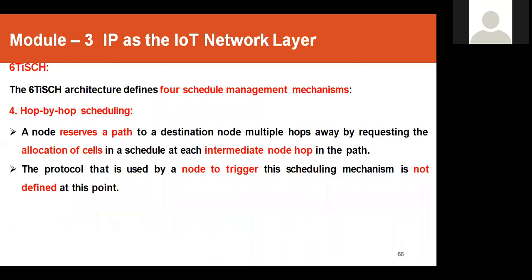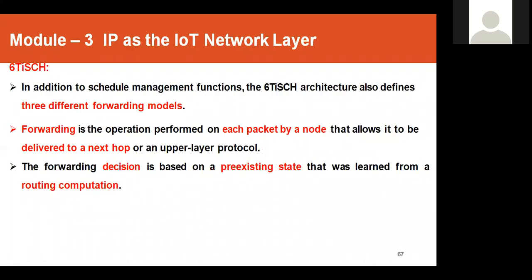Fourth is hop by hop scheduling. So node by node, you can call it the destination node. If the destination is multiple hops away, by requesting allocation of cells in this category, we need to use this hop by hop scheduling. It is used by a node to trigger the scheduling; the mechanism is not defined at this point. Okay, this is about the fourth schedule management mechanism.